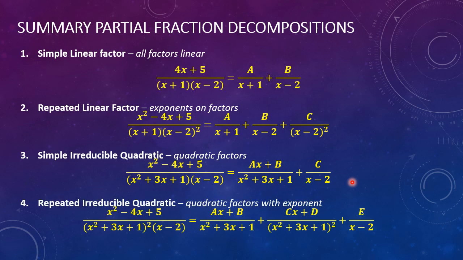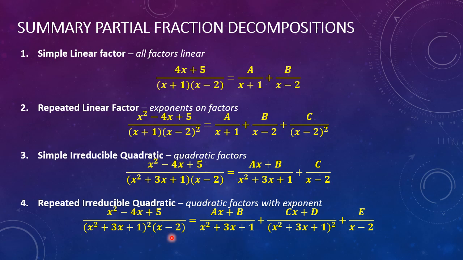And the last case we had was when we had a repeated irreducible quadratic. And this is when you had quadratic factors in the denominator that couldn't be reduced, that also had exponents on them. So we have a very similar problem as we had in step 3 there. And in this one we just have a square on the quadratic.